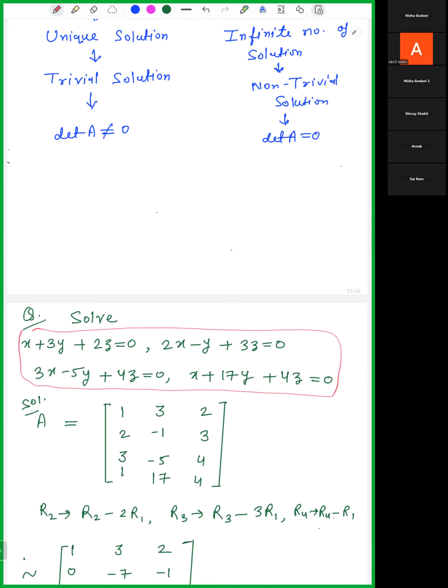This means this is the trivial solution. It will always exist. Now the question is whether there is another solution other than this trivial solution. If no, if it is the only solution, this means 0, 0, 0 is the unique solution that will satisfy. If yes, then there will be infinitely many solutions.